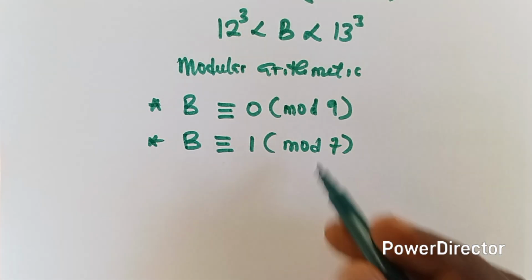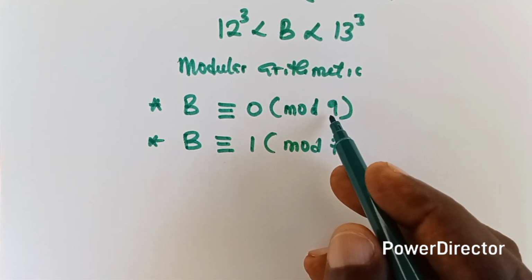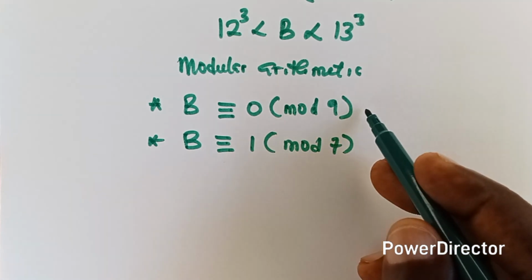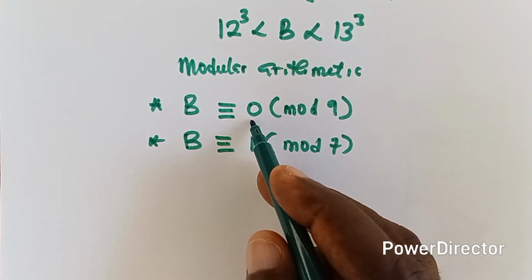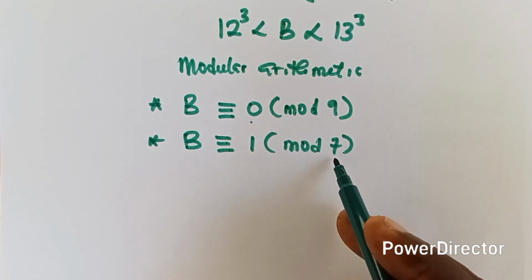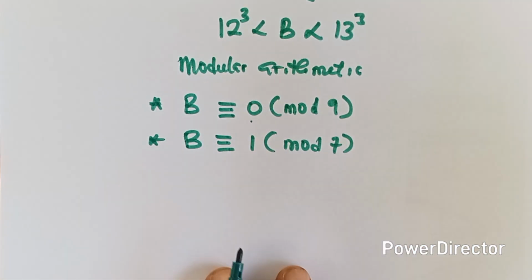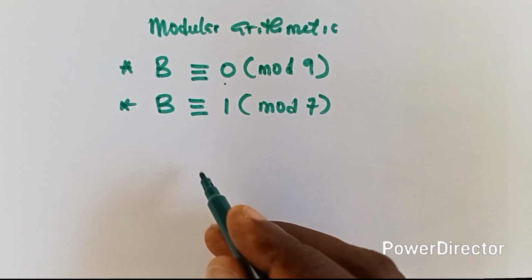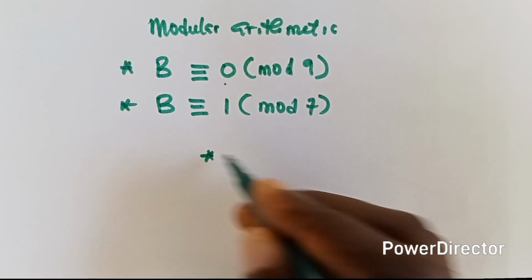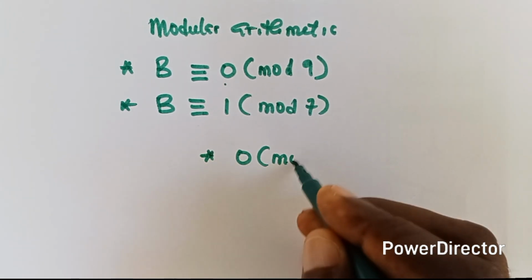What it means is that we call this the divisible by 9 trick: numbers that when you divide by 9, the remainder will be 0. That is what this means. And here, numbers that when you divide by 7, the remainder will be 1. So how does it work? Let's pick the first condition, that is my birth year being 0 mod 9.